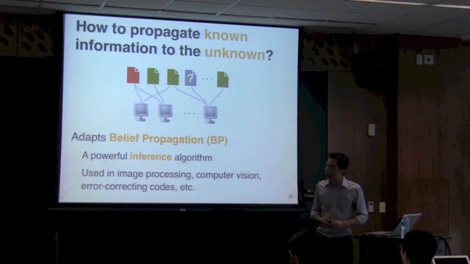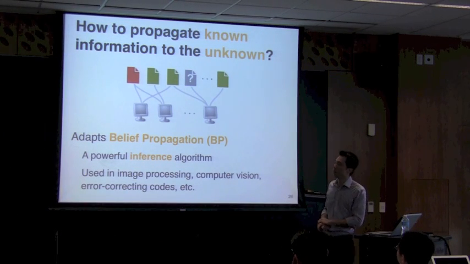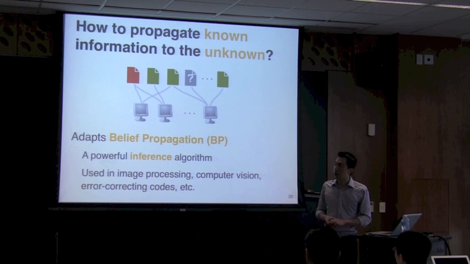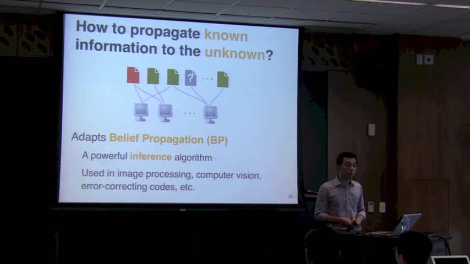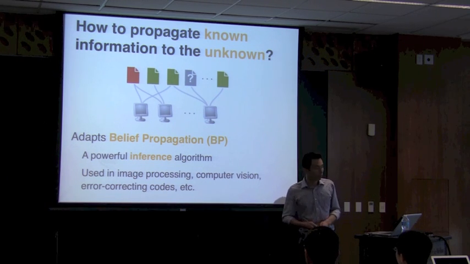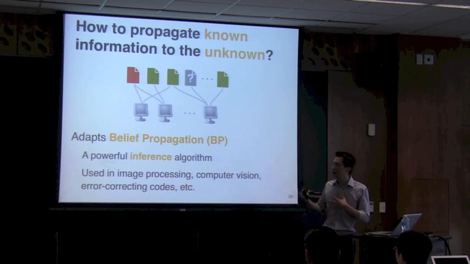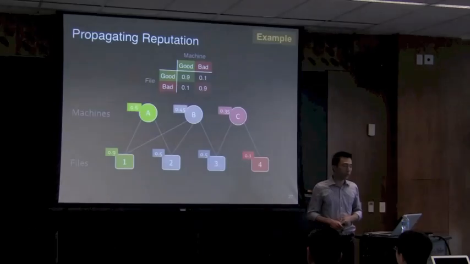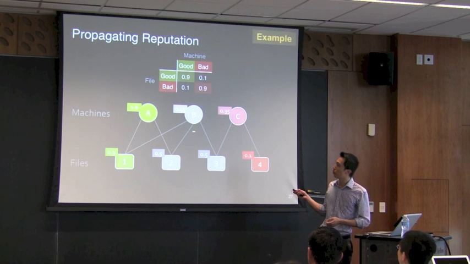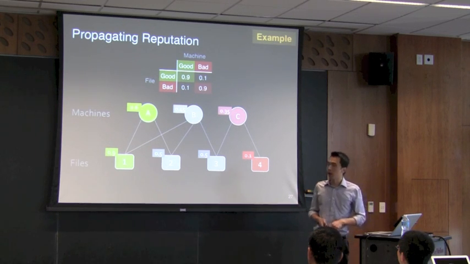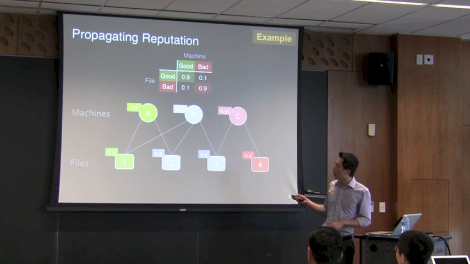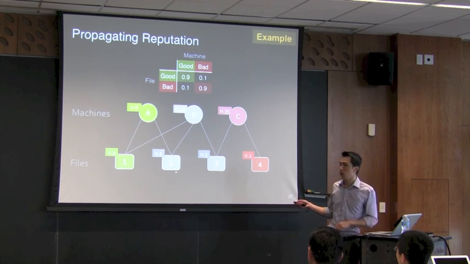So with this guilt by association idea, we can use it to propagate the known information to the unknown information. To do exactly that, we adapt an algorithm called belief propagation. It's a very powerful inference algorithm that's used successfully in many domains and applications, say image processing, computer vision, and error correcting codes. Instead of going into details about how the equations work, I'm going to show you an example. Here I'm showing a toy graph of 3 machines and 4 files. You can consider it a dramatically scaled down version of the Polonium problem, which has millions and billions of machines and files. Here, my goal is to infer the reputation of file 2 and 3.